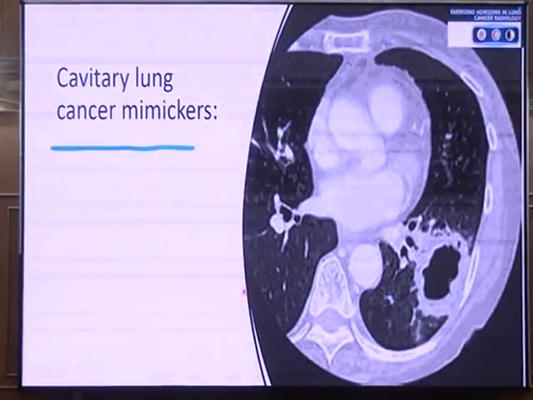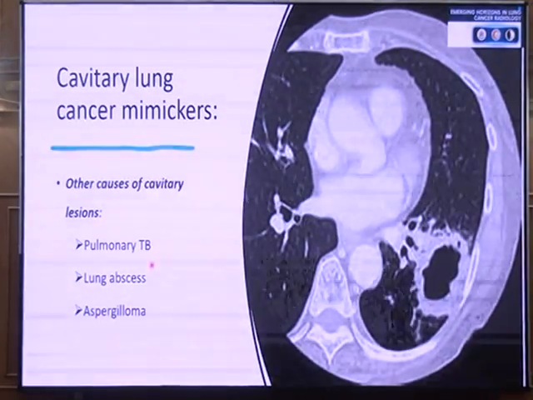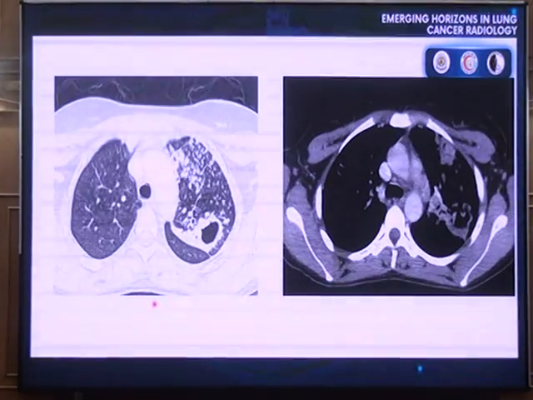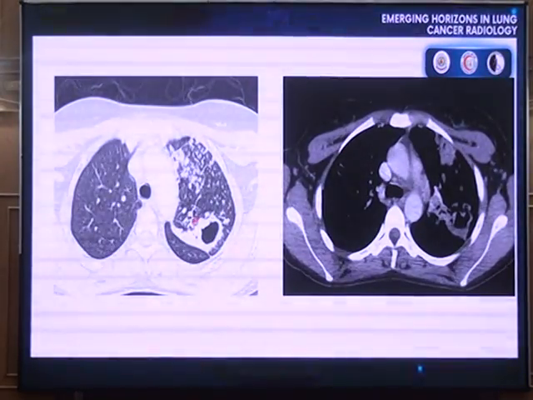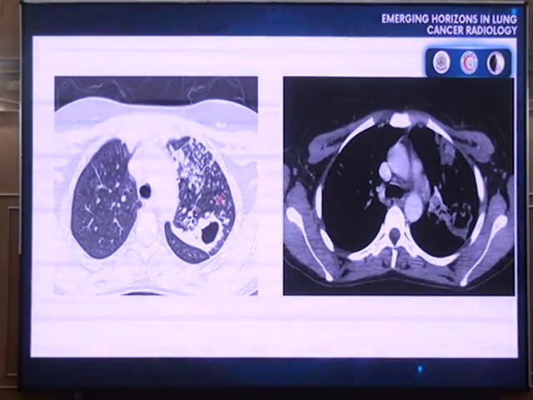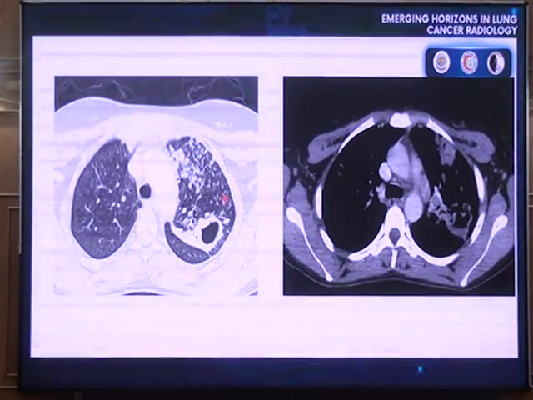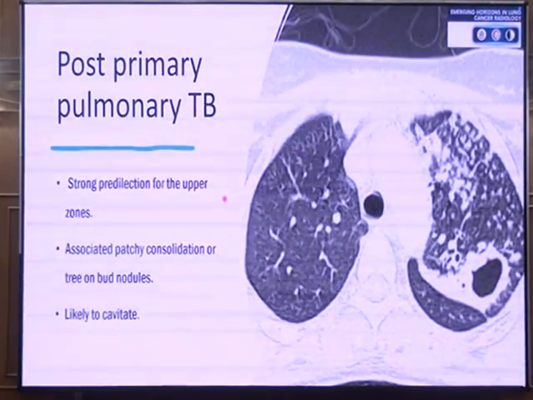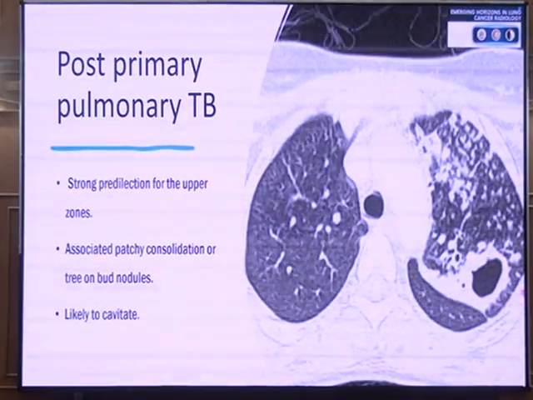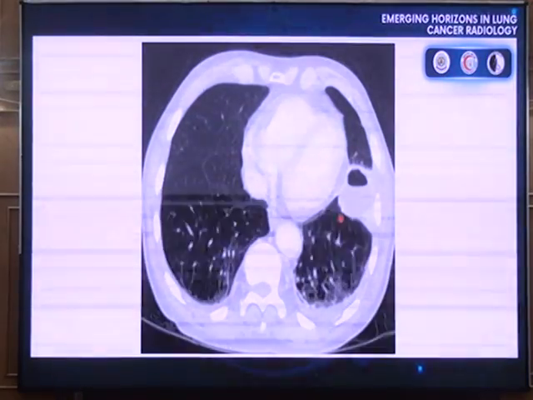The last form of lung cancer is the cavitary form, which should be differentiated from other causes of cavitary lesions, such as pulmonary TB, lung abscess, and aspergilloma. As you see in this case, there is a left upper lobe cavitary lesion with a smooth inner margin surrounded by areas of consolidation and associated centrilobular nodules and tree-in-bud nodules in the left upper lobe. And this lesion was post-primary pulmonary TB, which has a predilection to the upper lobes and is usually associated with consolidations and satellite cavities.